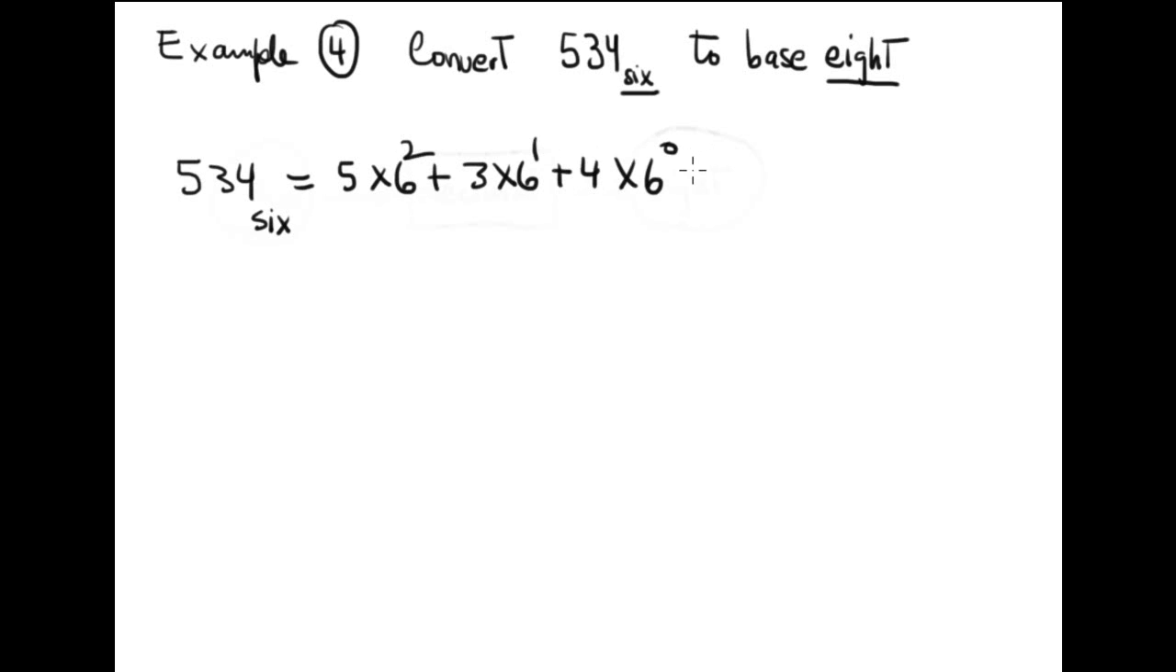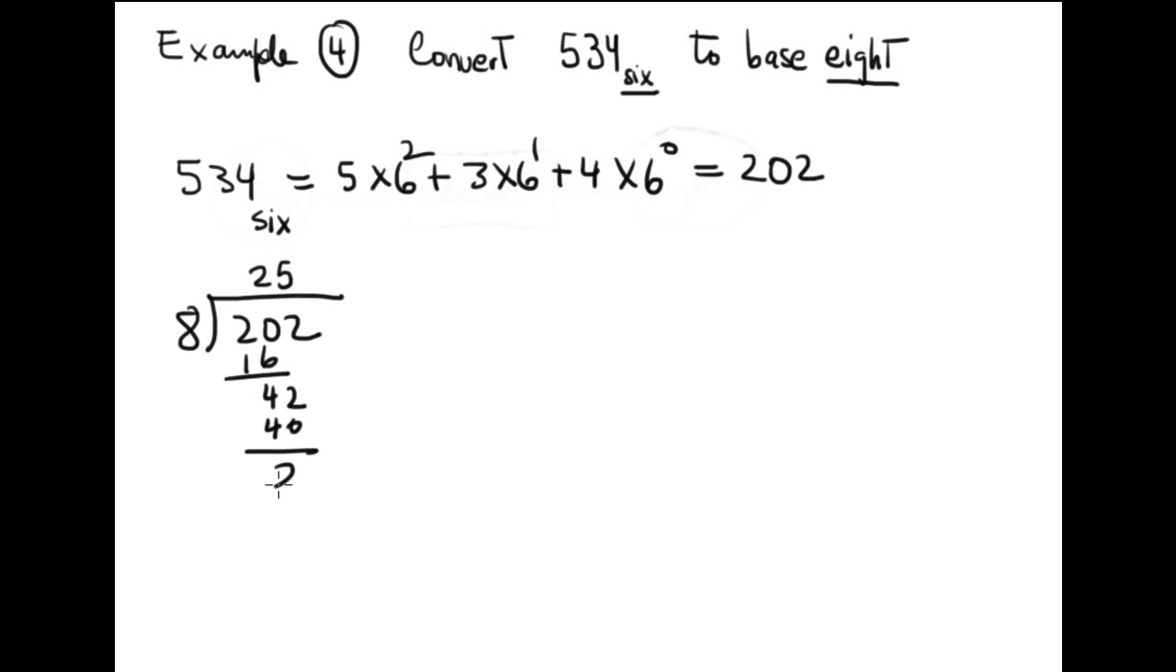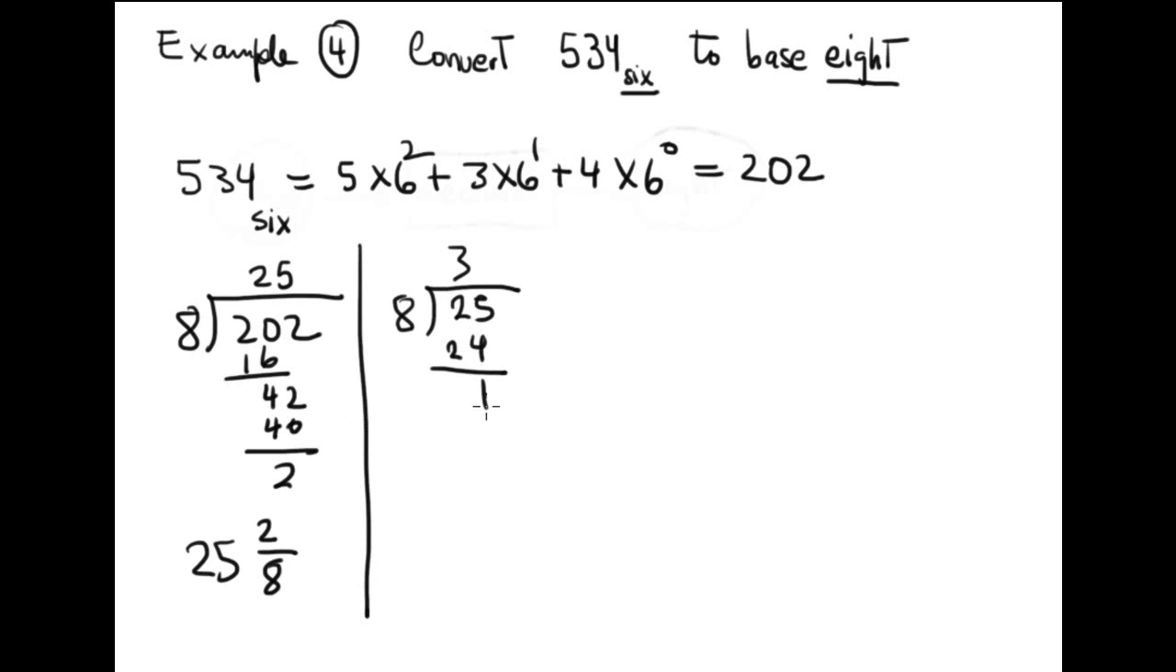So the answer we computed before is 202. Now, the second step is convert decimal form to base 8. So you divide 202 divided by 8. 16 is 4, is 2, is 5, is 40. The remainder is 2. This is 25, a mixed number, 2 over 8. And now you divide 25 divided by 8, also because 3 is 24, remainder 1. Also is 3, a mixed number, 1 over 8.